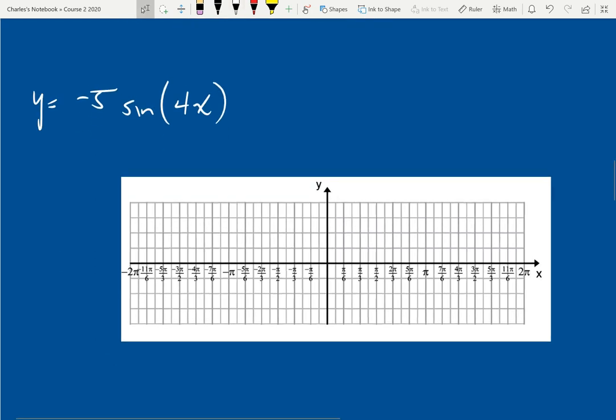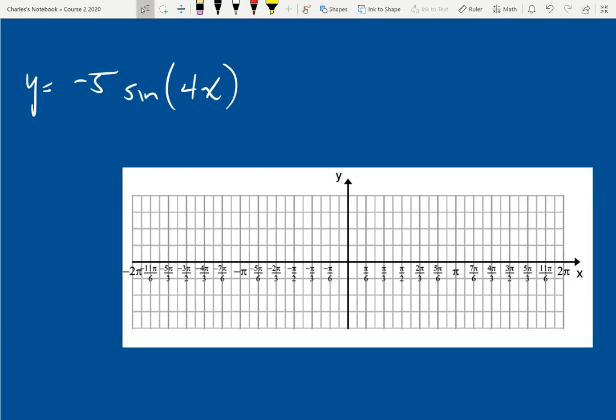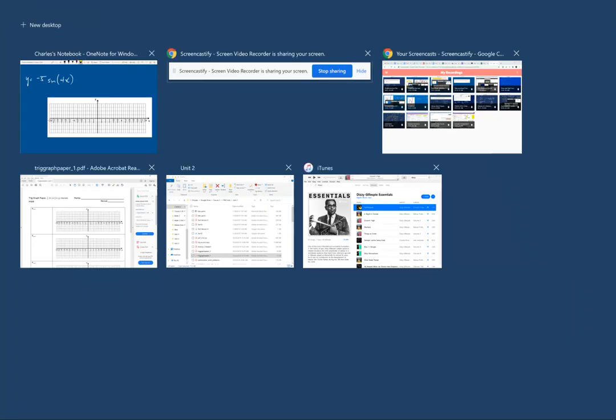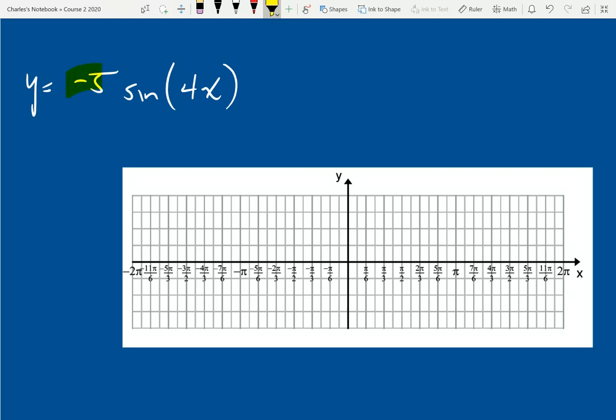So now let's do one on a graph that's given to you. Again, you can pause it if you feel responsible. You can try it on your own. What's new in this one is that there's a negative sign right here. How is that going to change it? Well, the negative sign on the outside is a vertical reflection. The sine normally starts in the middle going up. With the negative sign on the outside, it's going to start in the middle and go down.